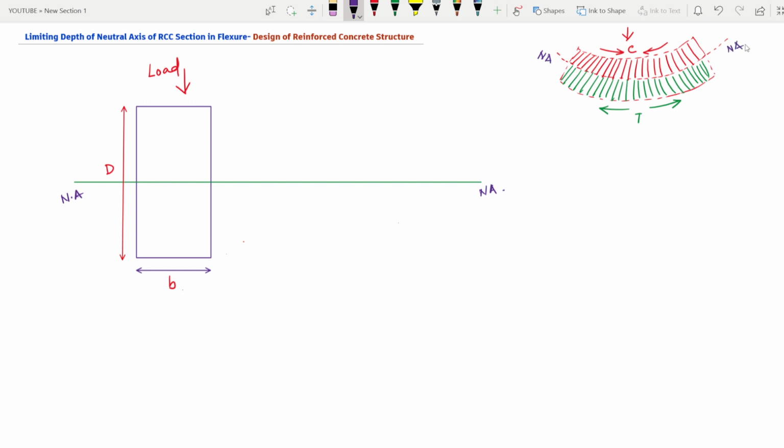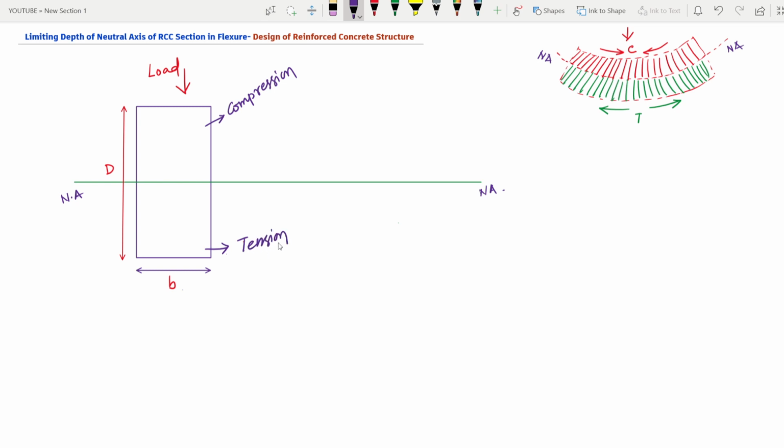Okay, fine. Some fibers of the section will be under compression, and some fibers of the section will be under tension. The fibers under compression and the fibers under tension are divided by an imaginary line, which is called the neutral axis. This is the basics we all know. So we are considering that this zone is under compression and this zone is under tension.